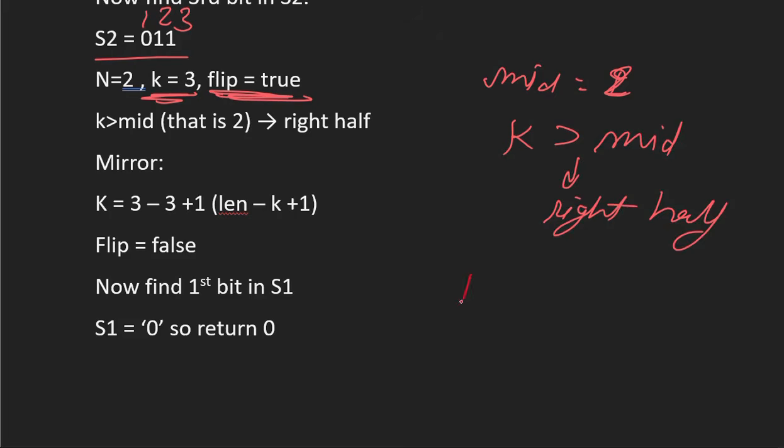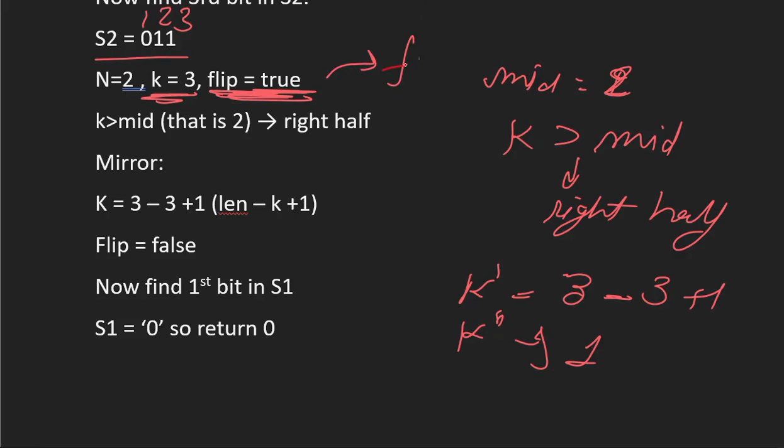So again we have to update our k dash. So k dash is equal to length, which is 3, minus k, which is 3, plus 1. So k dash is equal to 1. Now previously our flip is equal to true. So what we do is, again we move to the right half, so we make flip from true to false.